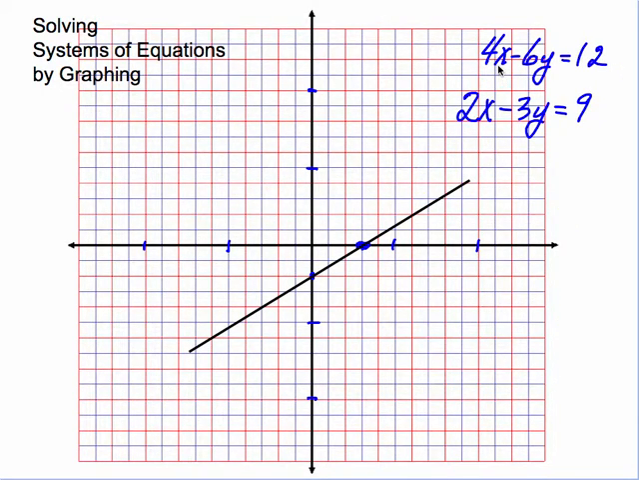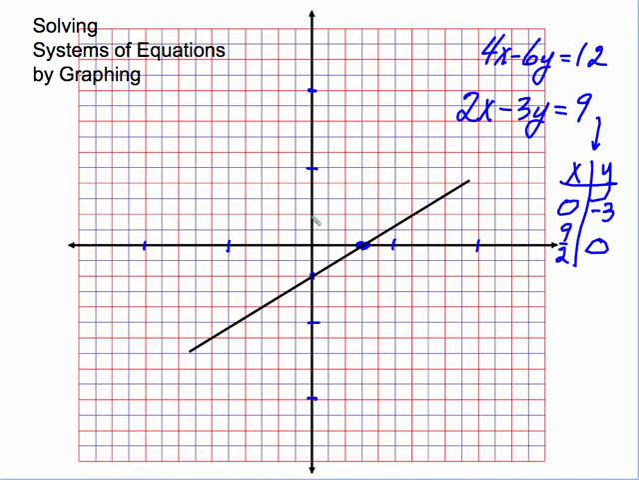Now let's take a look at this system. 4x minus 6y equals 12 and 2x minus 3y equals 9. So 4x minus 6y equals 12 we graphed in the previous example, so I just have it on the graph here. Now let's graph 2x minus 3y equals 9. So we'll make our table, and we'll select x and y coordinates. We'll make x 0 and y 0. If x is 0, we have negative 3y equals 9, so y is negative 3. And if y is 0, that means 2x equals 9, or x equals 9 halves.